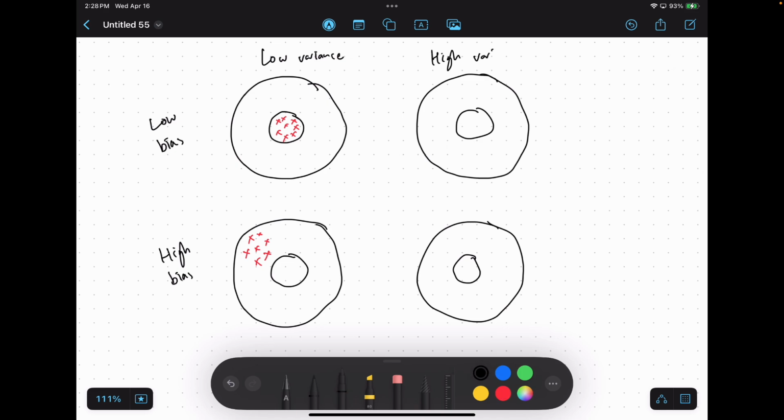And variance is in reference to the spread, right? And so if I had low bias but high variance, then my predictions would be centered around that truth value, but I might be spread out quite a bit, right? And then if I had both high variance and high bias, then I might be both spread out and also not centered. Okay? Any questions about that?